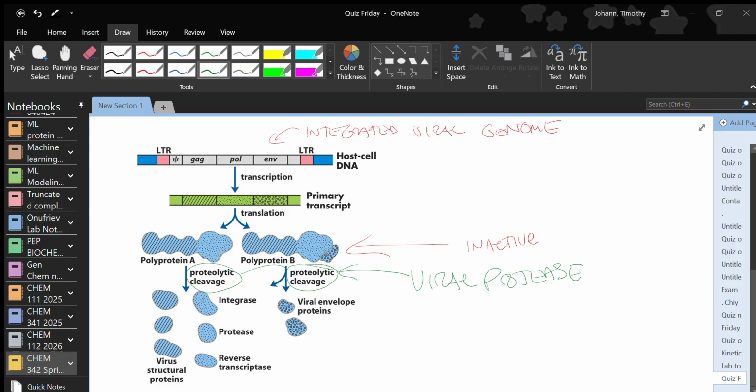But then we make these giant polyproteins that can't do anything on their own, and they need to be cut up by a specific viral protease. So the virus has to have the viral protease in it as well to get the ball rolling, so that it can make more. And then at that point, it's making its own integrase, protease, and reverse transcriptase and can keep going. And then these proteins are structural, really, the envelope and the structural proteins.